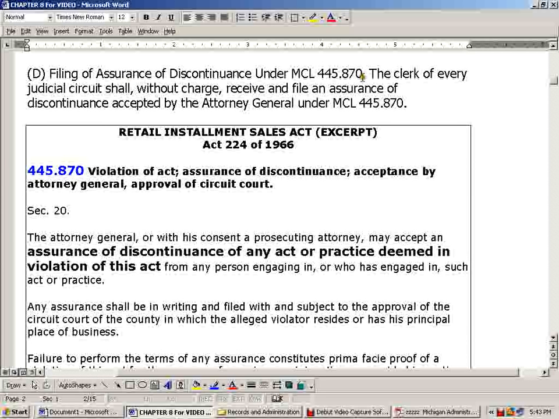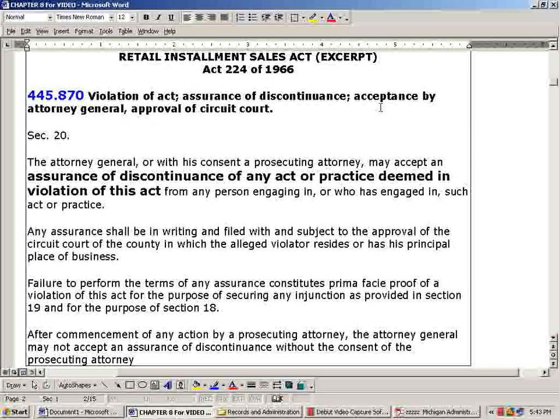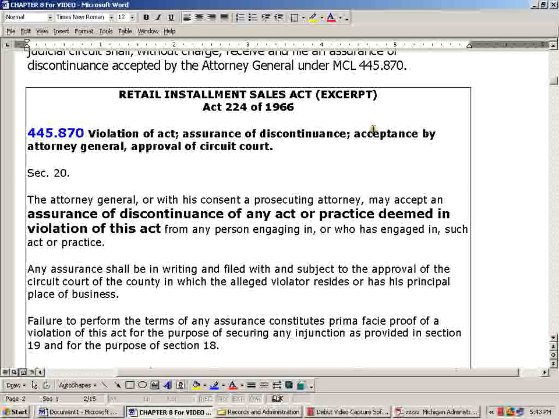The clerk of every judicial circuit. See, now, the clerk of every judicial circuit, that's different than a county circuit. This is a judicial circuit: 18th Judicial, 16th Judicial, not the Circuit Court for the County of Bay. Different thing. The clerk of every judicial circuit shall, without charge, receive and file an assurance of discontinuance accepted by the Attorney General under this act right here. So if somebody was to get their foreclosure dismissed, I think that under that maybe they've had to file this thing first.